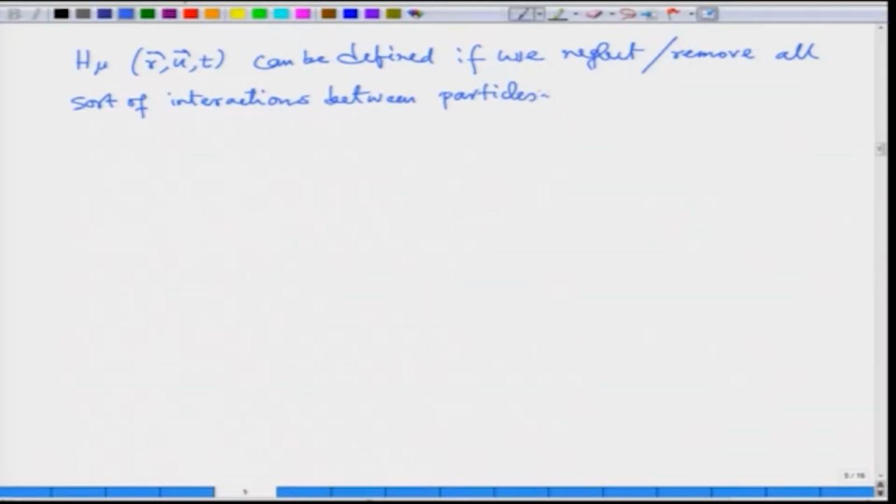That does not say that on each particle there is no force or nothing. There can be some external force or something. So, the particle can be moved in an external field. The particle can move in an external field.